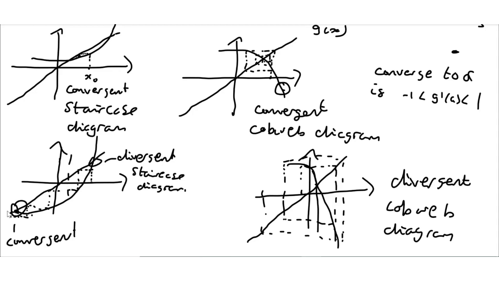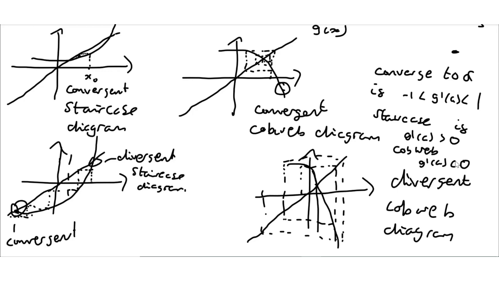So you can see here, this gradient is clearly between 1 and -1, and this one's steep, so it doesn't converge to there, okay. And then finally, if we look at these, so we get these staircases, graphs are going up, and when we get the cobwebs, we've got negative gradient, okay. So staircase, if g dash of alpha is greater than naught, cobweb, g dash of alpha is less than naught.